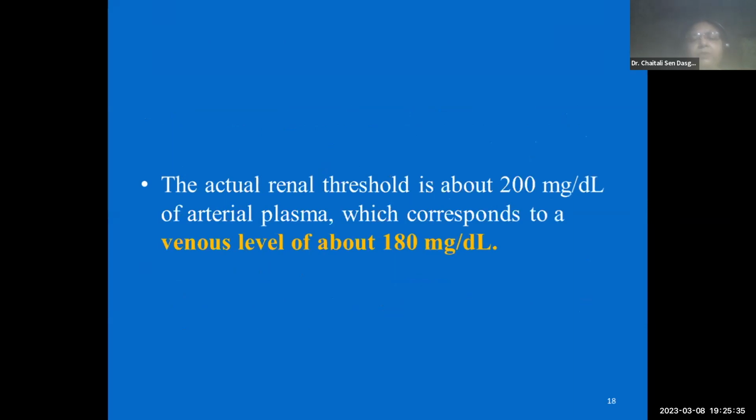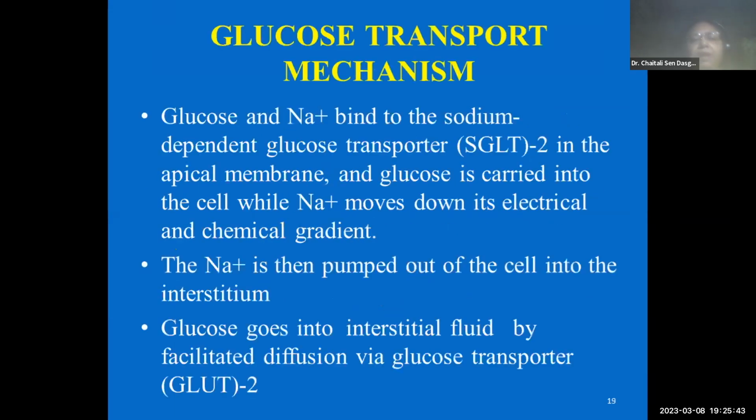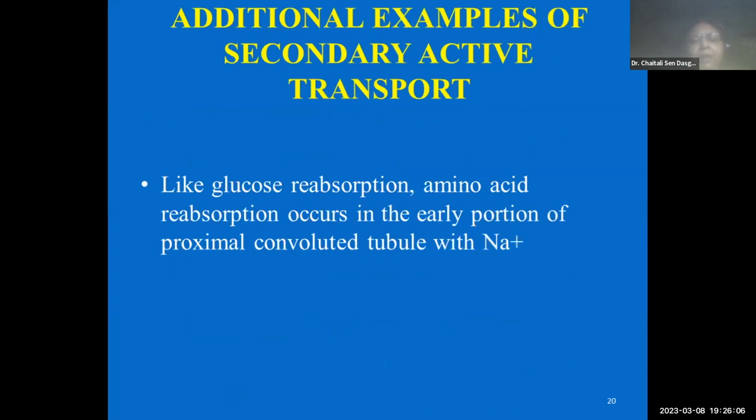The actual renal threshold is about 200 milligrams per deciliter of arterial plasma, whereas in the case of venous level, it is 180 milligrams per deciliter. Glucose and sodium bind to the sodium-dependent glucose transporter SGLT2 in the apical membrane, and glucose is carried into the cell while sodium moves down its electrical and chemical gradient. The sodium is then pumped out of the cell into the interstitium, and glucose goes to the interstitial fluid by facilitated diffusion via GLUT2. Like glucose reabsorption, amino acid reabsorption occurs in the early portion of the proximal convoluted tubule with sodium.